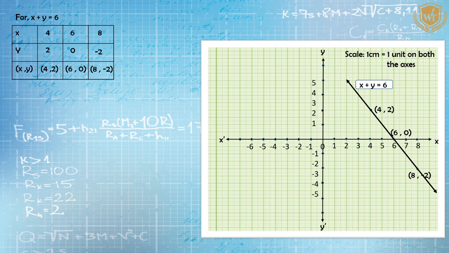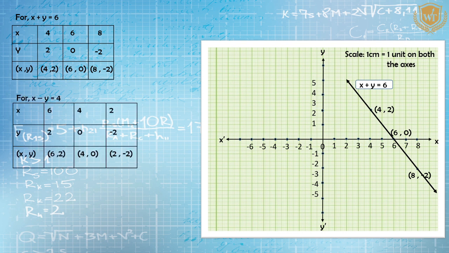Now let us plot the points of the second equation. This is the table. The first point is 6, 2. Again, the x coordinate is 6, the y coordinate is 2, to aa gaya 6, 2. The second one is 4, 0. Again, the y coordinate is 0. Matlab point kaha pe lie karega? It will lie on the x axis. Wonderful. 4, 0 on the x axis. And the last point is 2, minus 2. The x coordinate is 2, the y coordinate is minus 2. This point represents 2, minus 2.